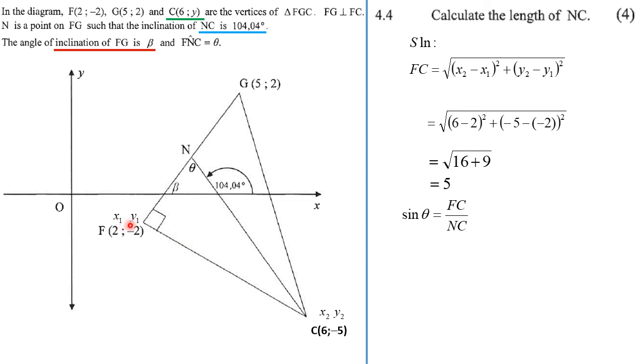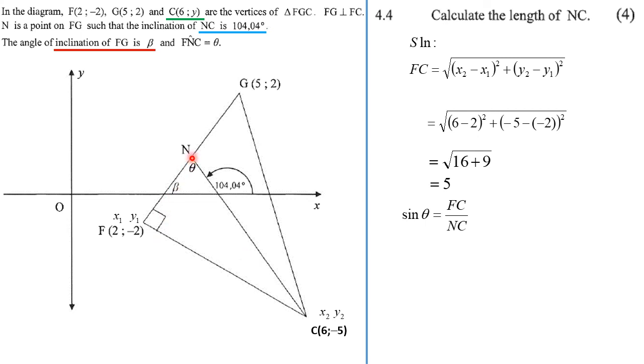So in this case, we can determine FC, but we don't know the length of NF. And we also don't know the length of NC. Therefore, we cannot use Pythagoras. But instead, we can use trigonometric ratios. With trigonometric ratios, it means if we know one angle and one side, we can determine the other side. Or if we know 2 sides and then we need one angle, we can determine that particular angle.